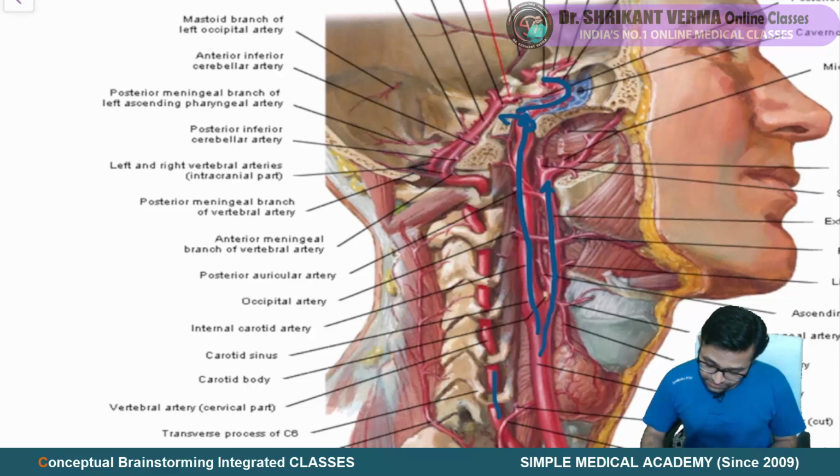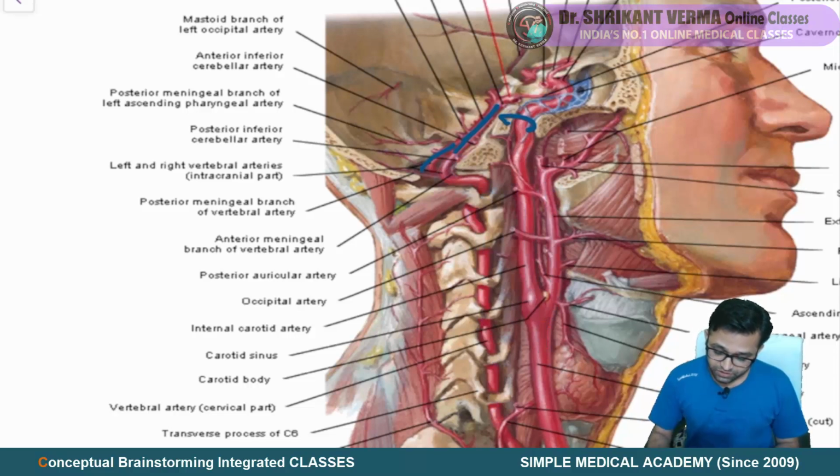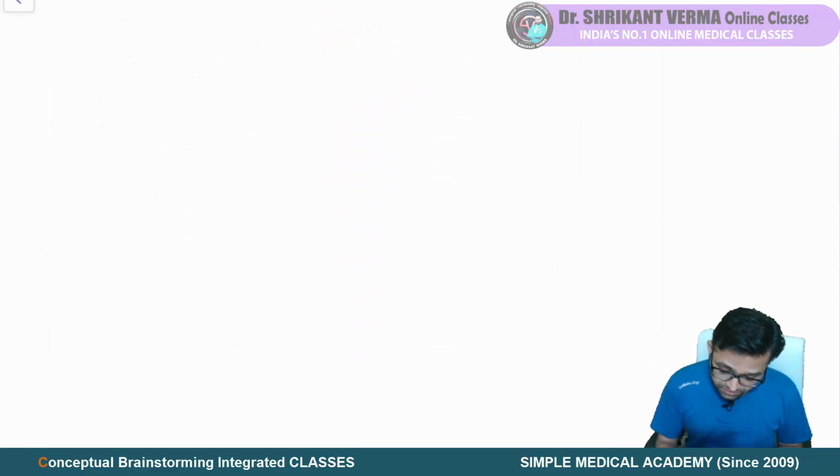Here is our artery which is coming through the vertebra, that's our vertebral artery, reaching inside through the foramen magnum, then meeting with the opposite side vertebral artery and making the basilar artery. And here there is a formation of the circle of Willis. So in a very simple, short and sweet way, we are going to learn this circle of Willis.